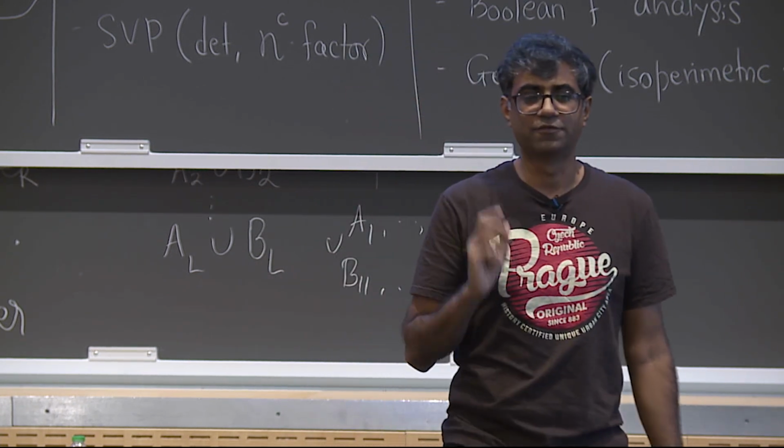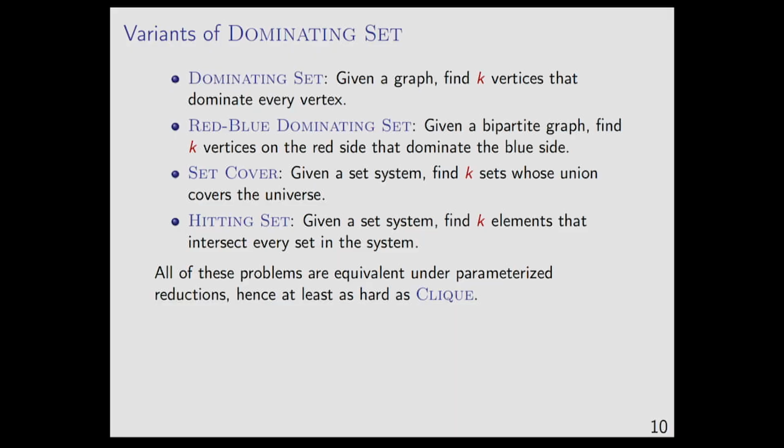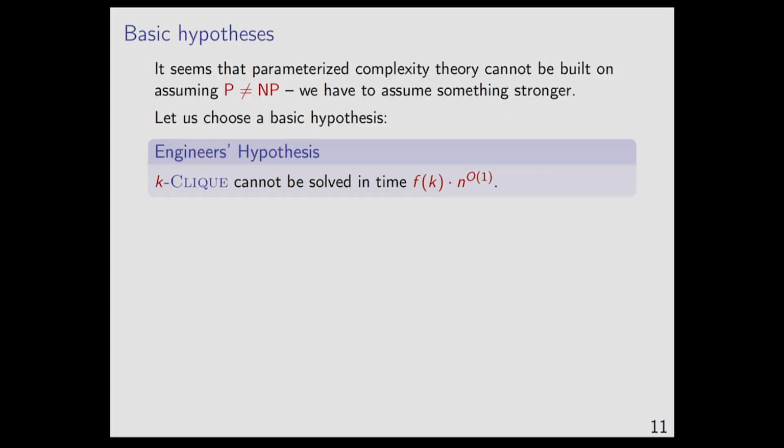Now you can come up with variants of dominating set like red-blue dominating set, or set cover, hitting set. All these problems are equivalent under parameterized reduction, hence they're at least as hard as clique, right? So we started to build our world starting from the clique. Then we showed it is multicolored clique, and by some complementation trick, you can show multicolored independent set is hard. Then we gave a reduction to dominating set, and you can give a reduction to all kinds of variants of dominating set. So now we have started to build a small world, starting from the reduction from clique to all these problems. So here's a basic hypothesis, okay?